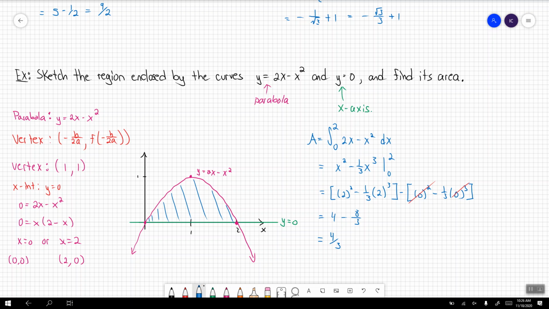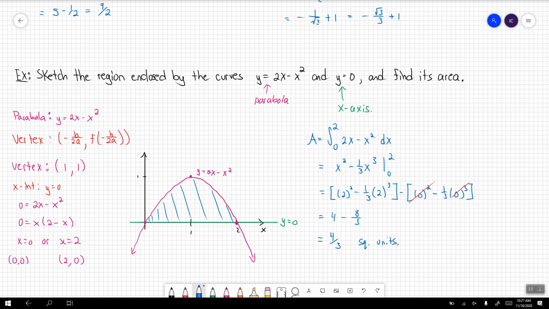There's the area. The area here represented in blue that's bounded between those two curves is the value of 4/3. Now, we could say 4/3 square units, or units squared. So we'll just say square units. Because whatever the units are, whether they be centimeters, inches, yards, acres, whatever it may be, it's going to be squared because this is an area.